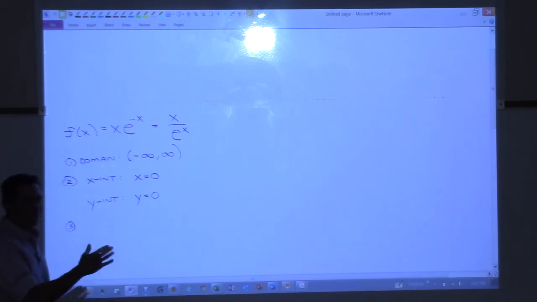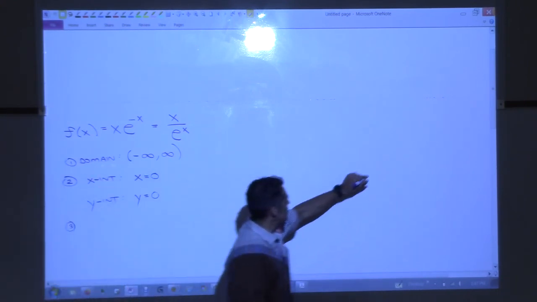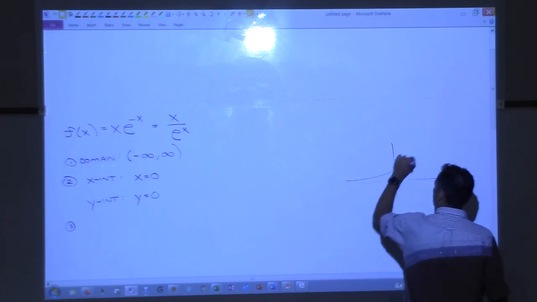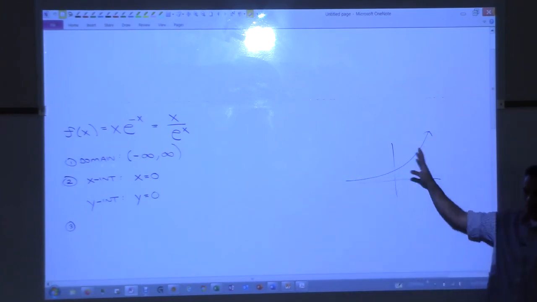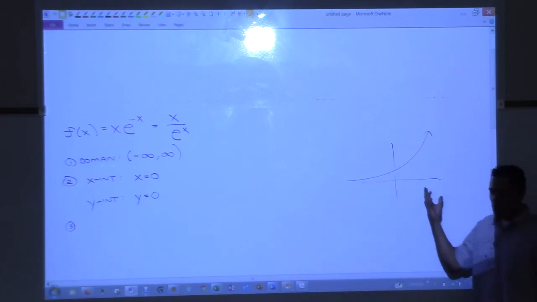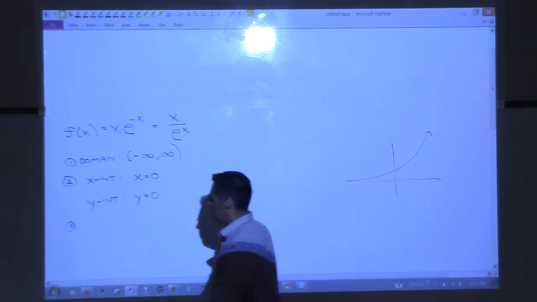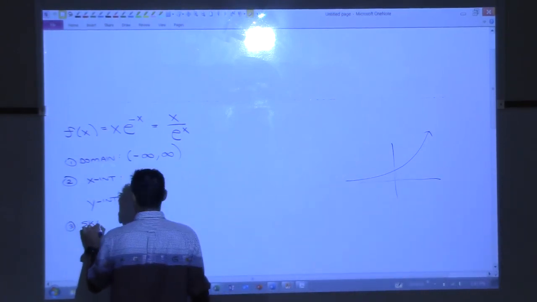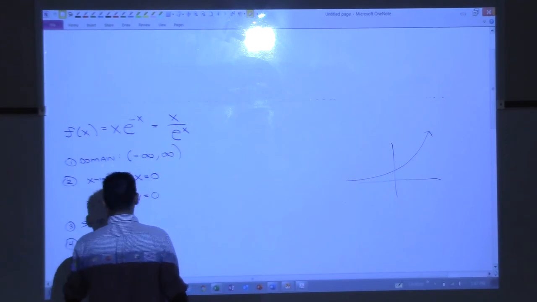E to the x by itself is not symmetric, right? If you just look at e to the x, that's e to the x. That's not symmetric. It's not a reflection of itself. So I doubt we're going to have symmetry in this problem, so I'm just going to skip it. Like I said, don't get bogged down on symmetry, all right?